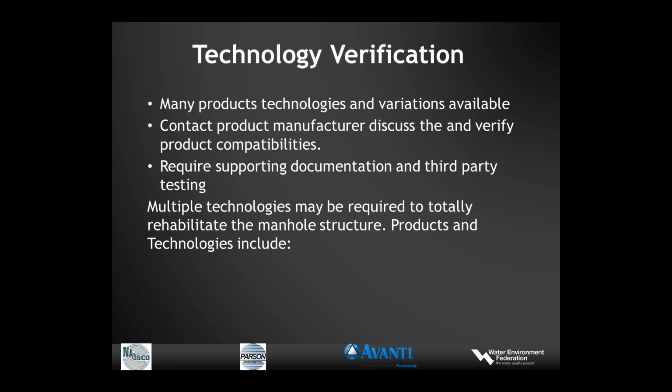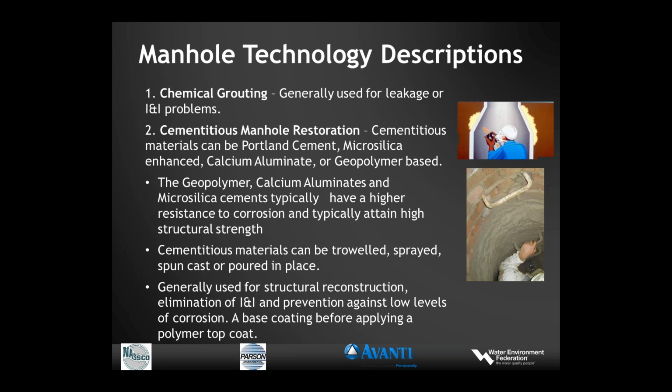Multiple technologies may be required, and that's very, very common, where a manhole needs to be built back, the structure needs to be built back, and then it needs a top coating to prevent corrosion. So multiple technologies are not uncommonly used in the industry. Some of the families of products you want to take a look at: you've got chemical grouting, a great product for solving leakage, getting rid of I&I out of a manhole.